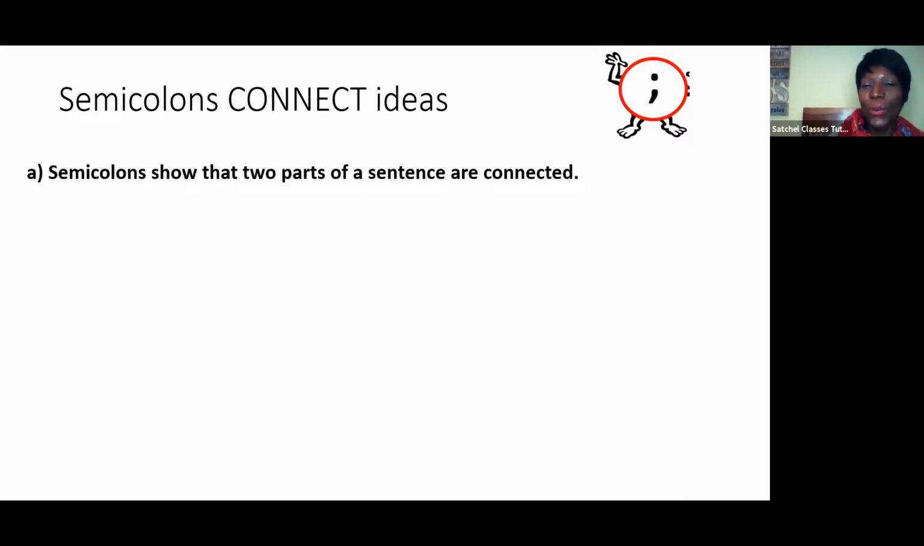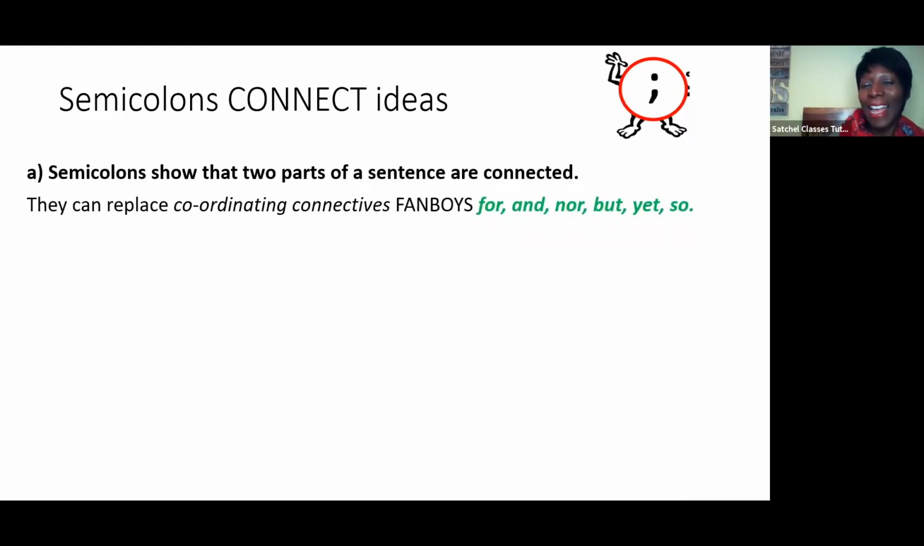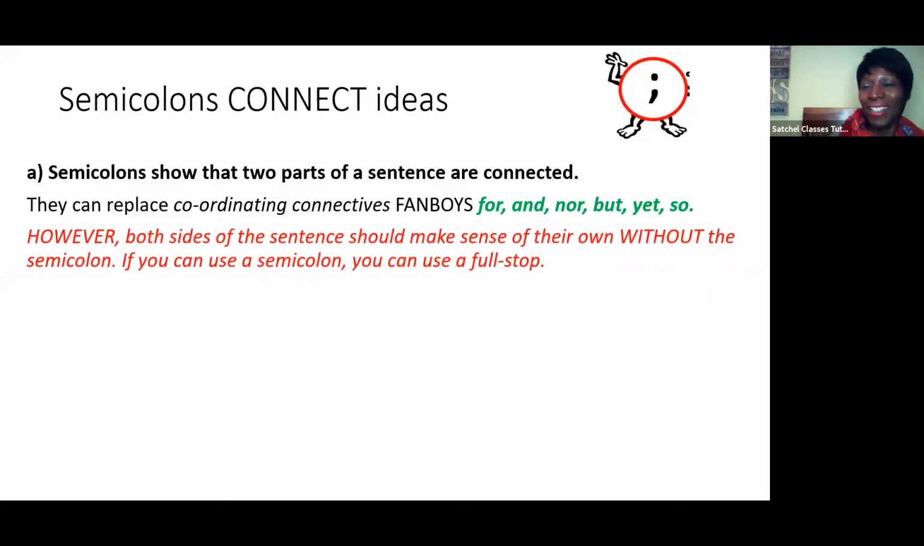So they are used to show a connection between two parts of a sentence, and they often replace connectives or conjunctions that go in the middle, or we can remember them as FANBOYS, coordinating connectives and coordinating conjunctions: for, and, nor, but, yet, so. So those kinds of connectives or conjunctions can be replaced with a semicolon. However, unlike the colon, both sides of the sentence should make sense without the semicolon.